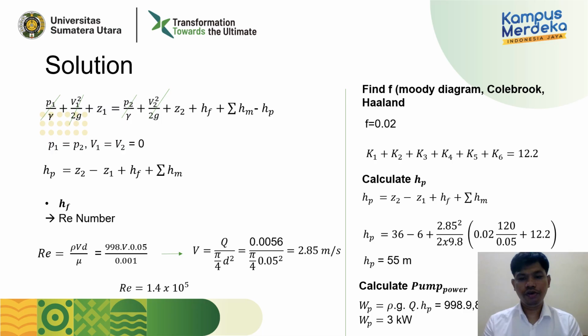Then we can calculate the pump power based on these equations, where pump power is equal to rho, g, Q, and HP. Rho is the density of the water, g is the gravitational acceleration, Q is the discharge of the flow, and HP is the head of the pump. And then we have that the pump power is equal to 3 kilowatts.